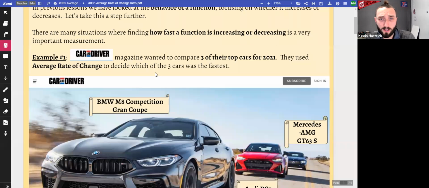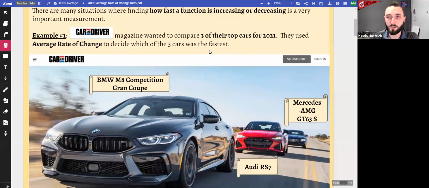There's a magazine out there called Car and Driver. It's a very popular magazine. You might have heard of it, and it's all about cars. So Car and Driver magazine wanted to compare 3 of their top cars for 2021. Okay, here's their nice picture. They had some really great pictures, so I put them all in this because I just think they look cool. I really like cars. They used average rate of change to decide which of the 3 cars was fastest.